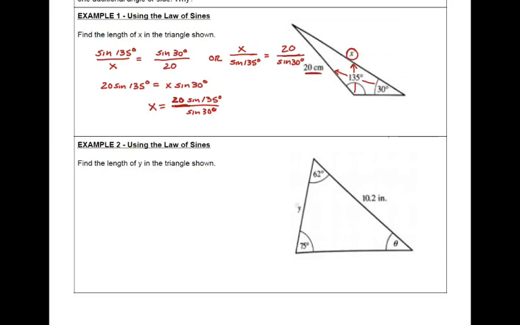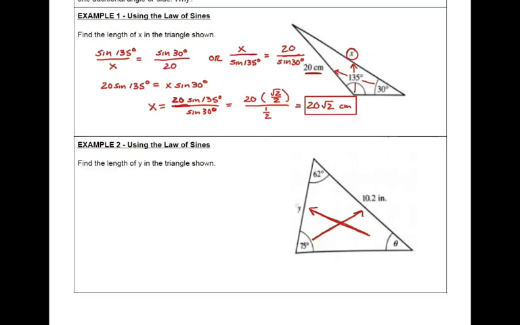The only difference here is sine of 135 and sine of 30 are things that we know. If they were angles that we didn't know how to evaluate, we could leave it like that in terms of finding an exact value or use our calculator. So I'm going to evaluate. I know sine of 135 is root 2 over 2, and sine of 30 is 1/2. So I have 20 times root 2 over a half, which simplifies to 20 root 2. So the length of x in the triangle shown is 20 root 2 centimeters.